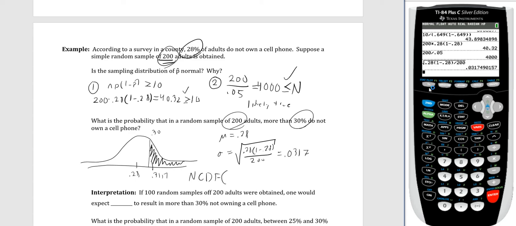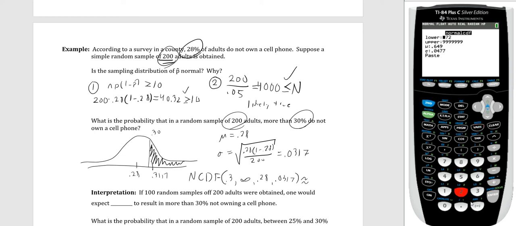So we can find this using normal CDF. My lower bound is going to be 0.3. My upper bound is going to be infinity. My mean is 0.28, and my standard deviation is 0.0317. With that, we should be able to get an approximate value. So, second, enter, should plug in our values. 0.3, I already have infinity there, a bunch of 9s, 0.28 and 0.0317.